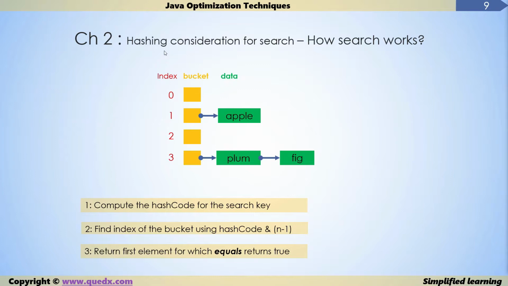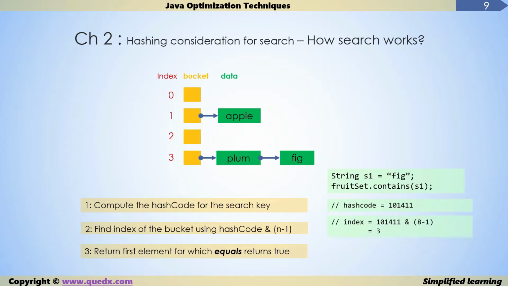Let's look at a simple search example. Here we have a string fig and we are trying to search in fruit set. So we are using fruitSet.contains(s1). First, it is going to compute the hash code for fig. In this case, it is 101,411. Then it will compute the index.